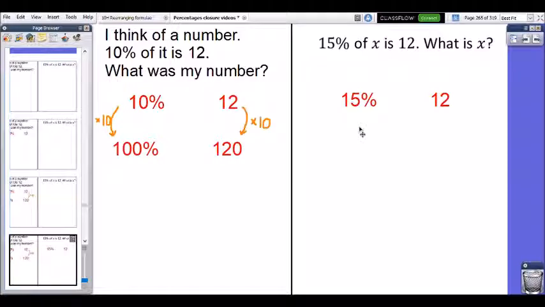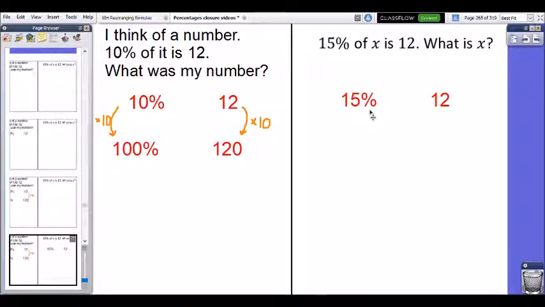By the original number, in other words, we're looking for 100%. So we need to come up with a strategy to get from 15% to 100%. 15 doesn't go into 100, so we're not going to go there in one step. It might take a few steps. There's lots of different ways you could do it. I'm just going to show you the way I thought of.